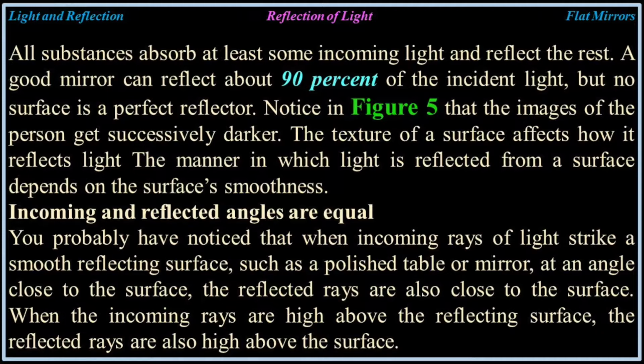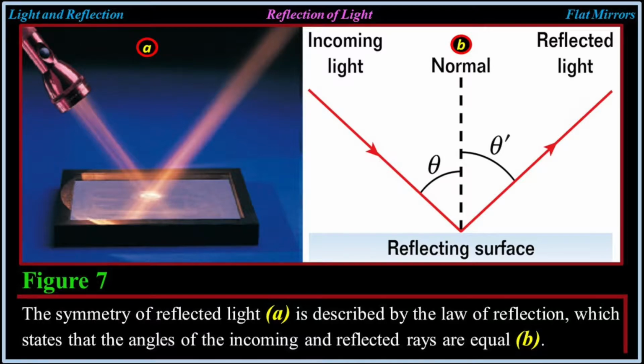Incoming and reflected angles are equal. You probably have noticed that when incoming rays of light strike a smooth reflecting surface, such as a polished table or mirror, at an angle close to the surface, the reflected rays are also close to the surface. When the incoming rays are high above the reflecting surface, the reflected rays are also high above the surface. Figure 7: the symmetry of reflected light, A, is described by the law of reflection, which states that the angles of the incoming and reflected rays are equal, as in B.